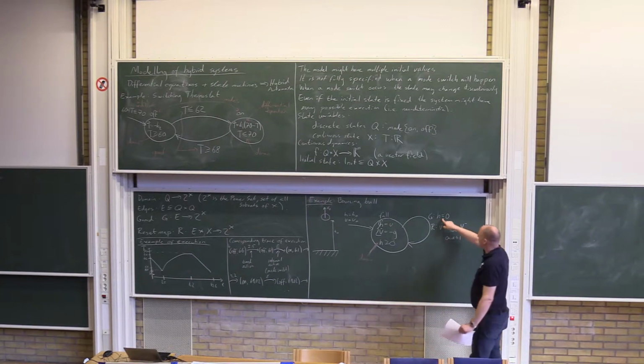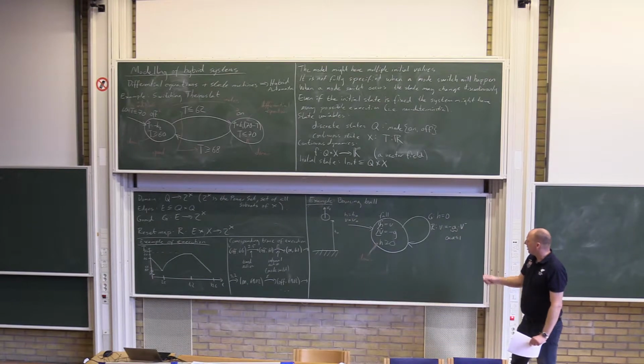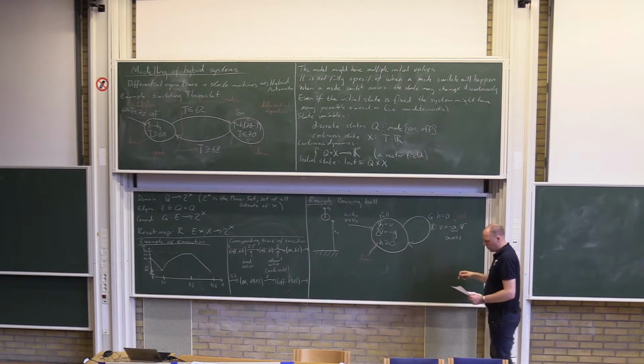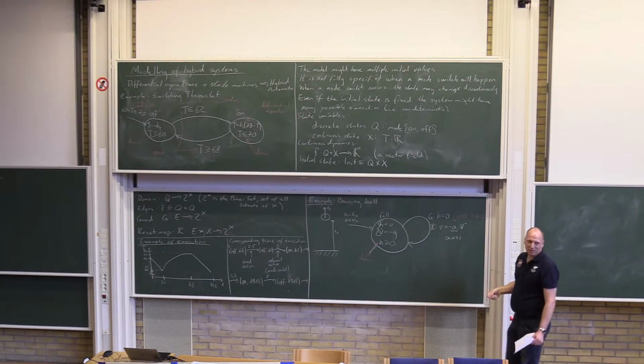We can write it exactly as h is equal to 0, or we can think about an alternative way to write it: if h is less than or equal to 0 and the velocity is negative, then we will change.